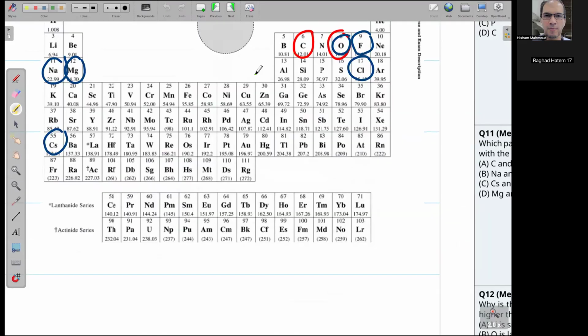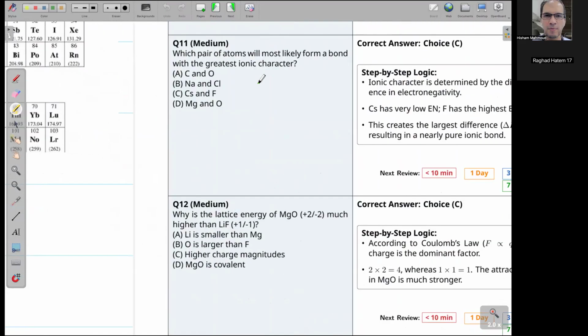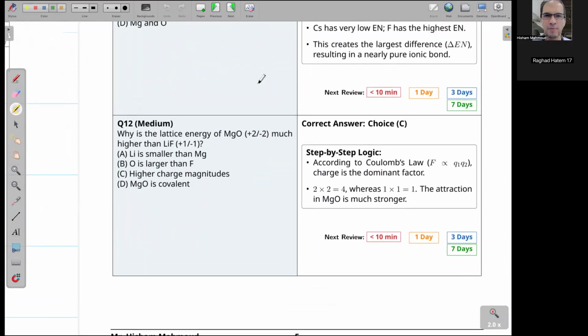Question number 12 is asking why the lattice energy of magnesium oxide, +2 and -2, is higher than lithium fluoride, +1 and -1. So Mg is +2 and oxygen is -2, which is bigger than Li +1 and F, which is -1. Higher charge magnitudes? Excellent, excellent.